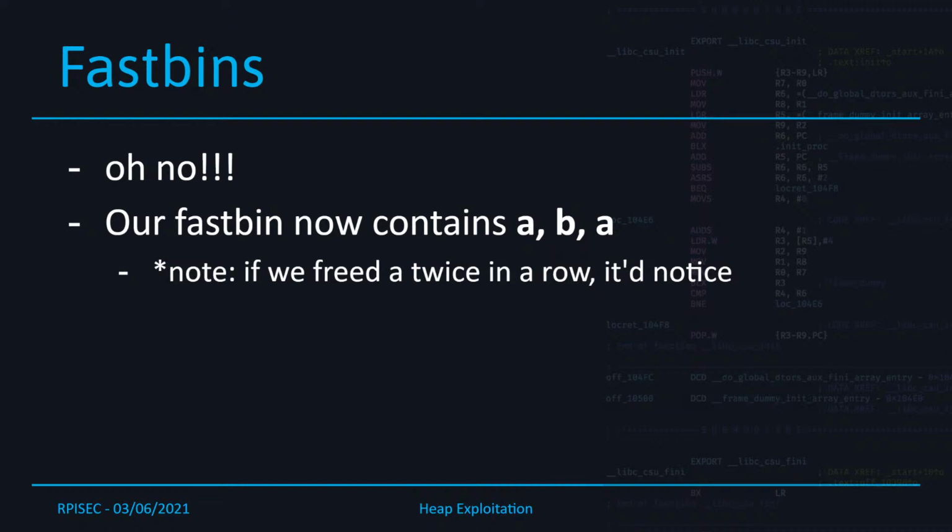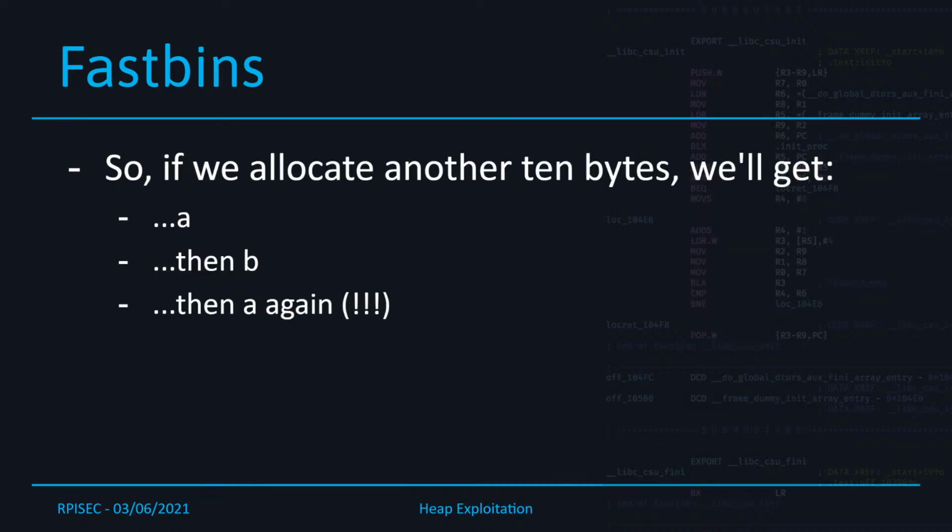Now, if we actually just freed A twice in a row, it would notice. It does say, oh, wait, hang on. The head of the stack, the top of the stack, is the same as this. And that's a bug, and it crashes. But if we just allocate something else in the middle, it's fine. So if we allocate 10 bytes, we're going to get that A pointer, then the B pointer, and then critically, we get the A pointer again. The memory allocator has gotten screwed up, and it just gave us 2 of the same pointer.